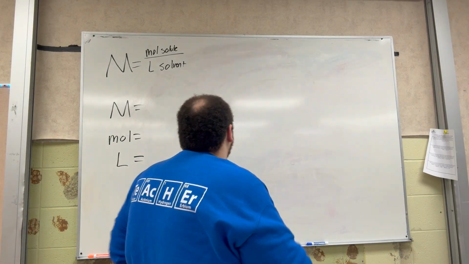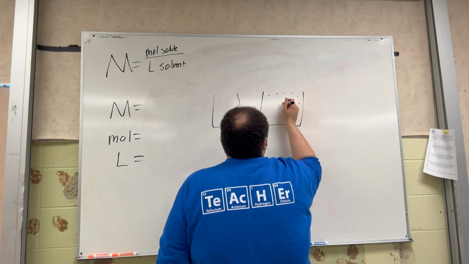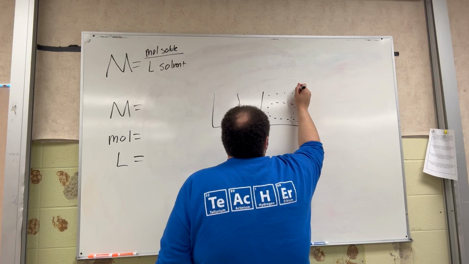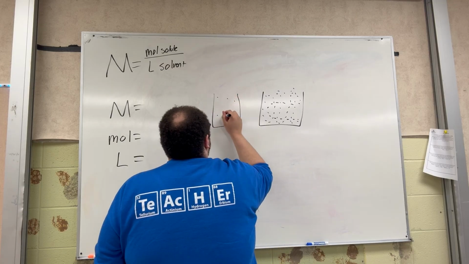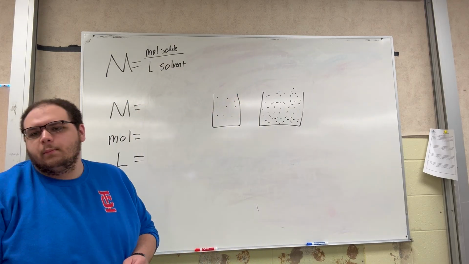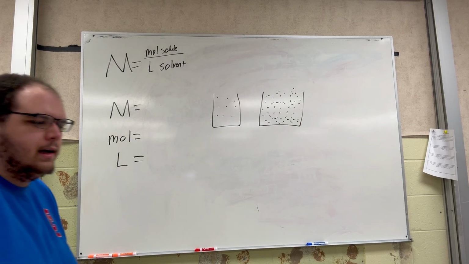You don't have to draw this, but I do want you to look up here for a second. On the board, I have two different beakers. Which one of these beakers would you say is concentrated with solute? The one on the right, right? How'd you know that? There's more dots. There's more solutes in it. If that one's concentrated, what do you think the one on the left is? Dilute. Not a lot of solute.